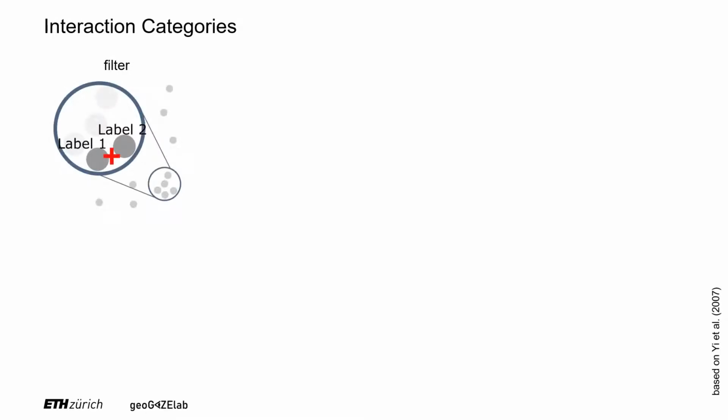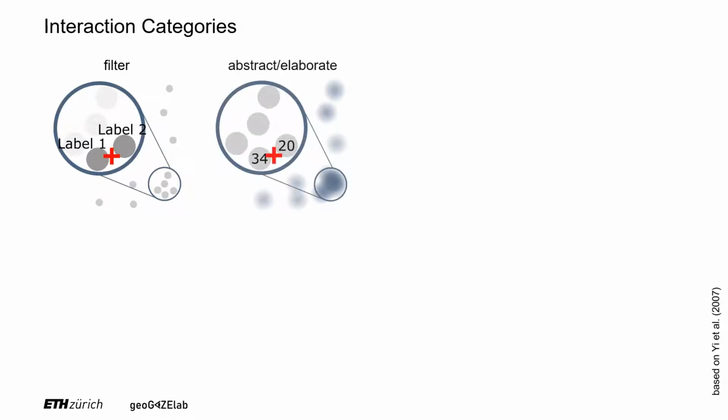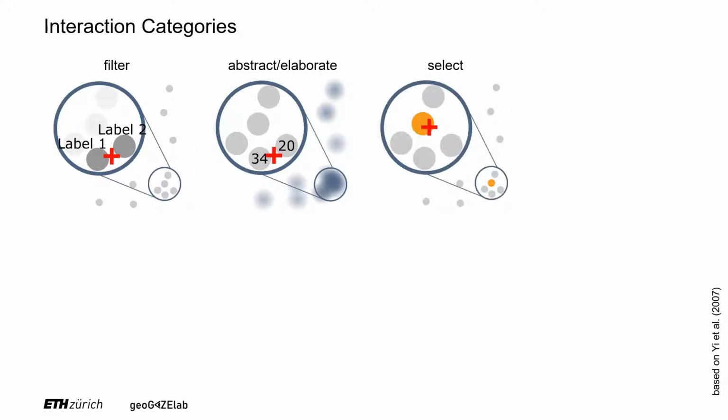He et al. identified 7 basic categories of interaction that can be performed with interactive lenses. Filter, show me something based on a condition. Abstract, elaborate, show me more or less details. Select, mark something as interesting.